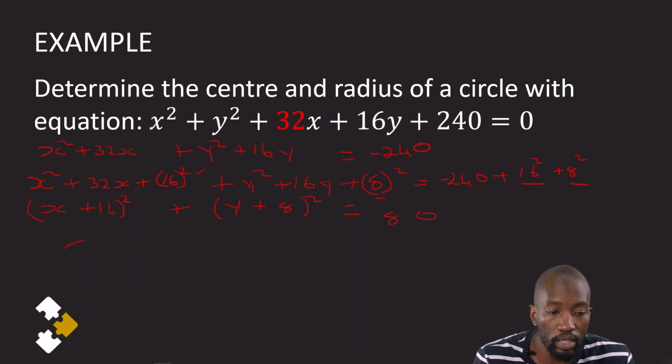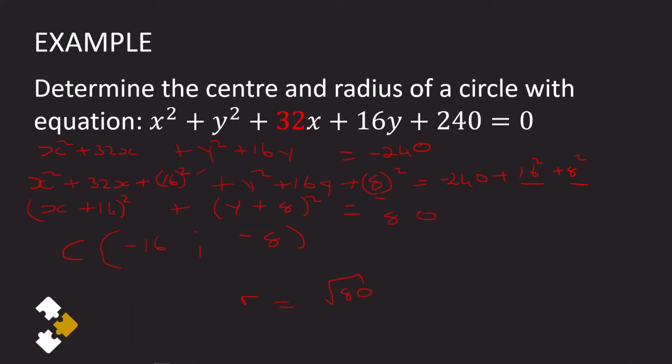So this means that our center has coordinates minus 16 and minus 8. Those are the coordinates of the center, and our radius is just going to be root 80. Now let's carry on.